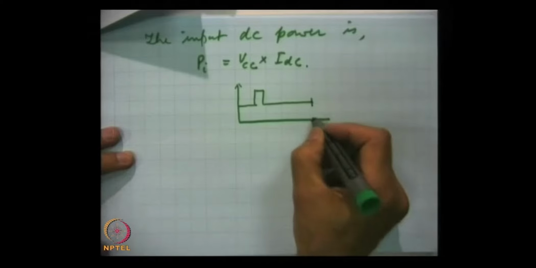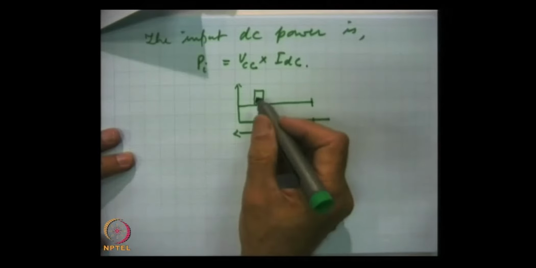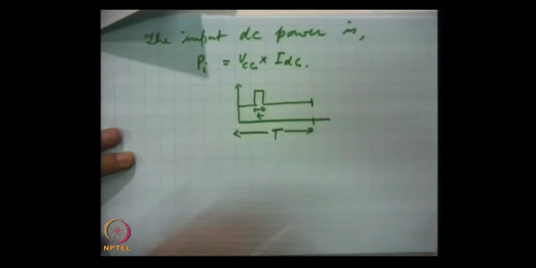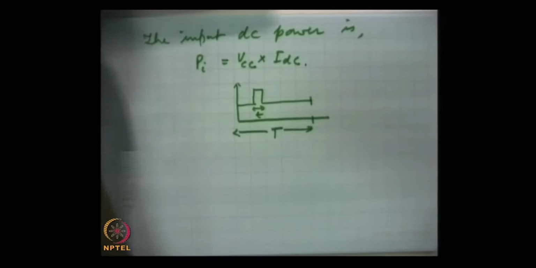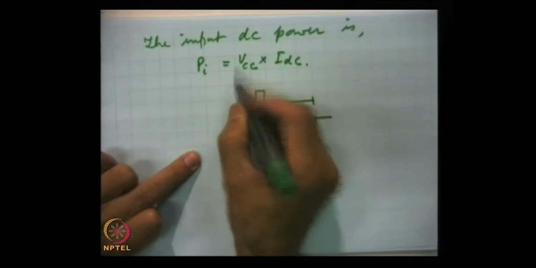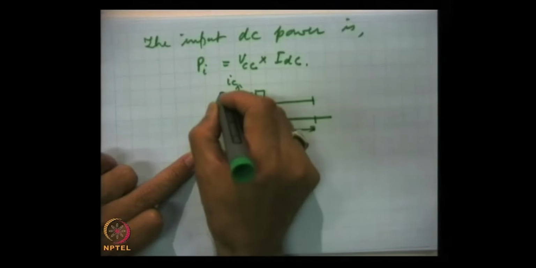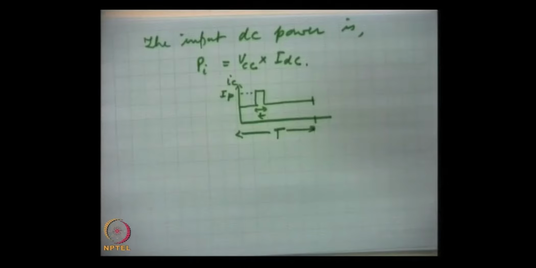This is, say, the total period T, and the collector current flows only for this much time t. This is perfectly fine, because we have seen that collector current flows only for a very short period of the total signal. So, this is the total period of the wave, and the output, this is IC, and this is the peak value IP.